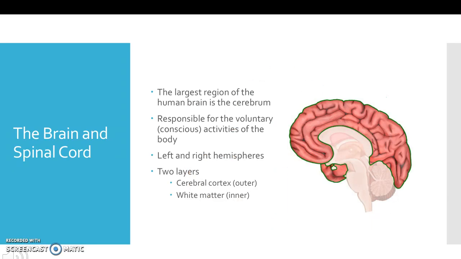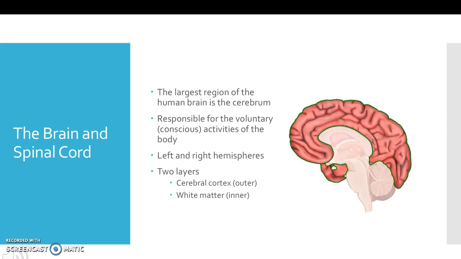The largest region of the human brain is known as the cerebrum. It controls voluntary or conscious activities of the body. The cerebrum is divided into two hemispheres, the left and the right hemisphere. They are connected by a band of tissue known as the corpus callosum. Oddly enough, each hemisphere deals mainly with the opposite side of the body. The hemispheres are divided into regions called lobes. The lobes are named for the skull bones that cover them, and each of the different lobes has different functions.